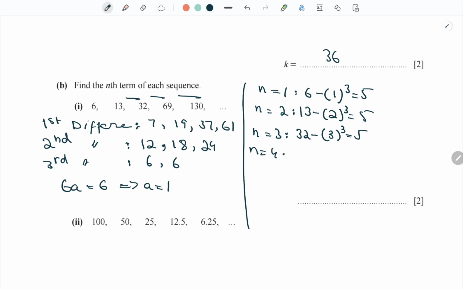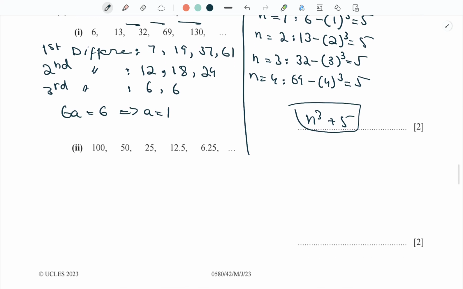Now n is 4, and the term we have is 69. 4 cubed is 64, so we again get 5. So that means 5 is the constant. So n cubed plus 5 is the answer for this sequence. Okay, I hope this one is clear.